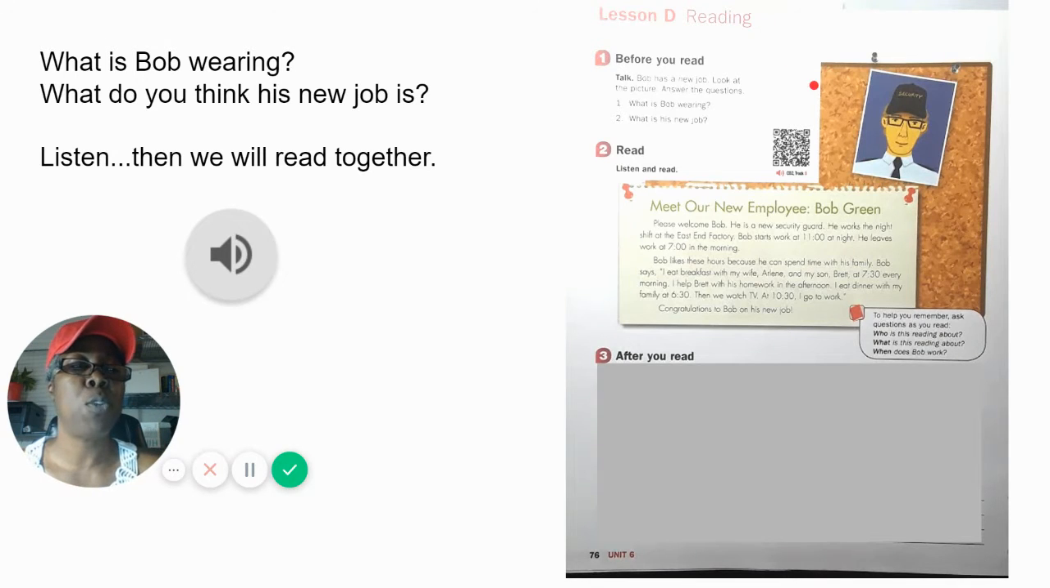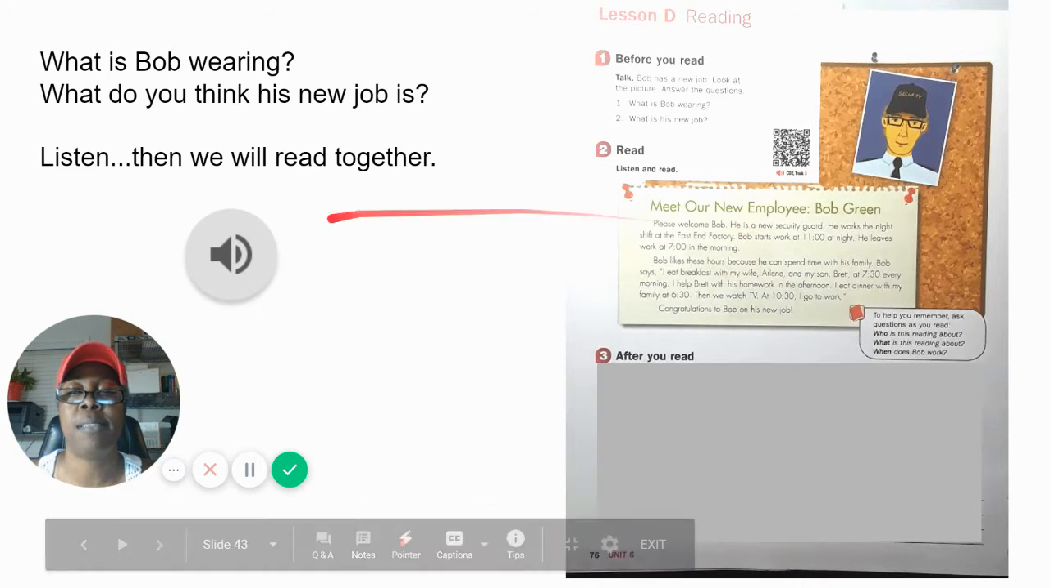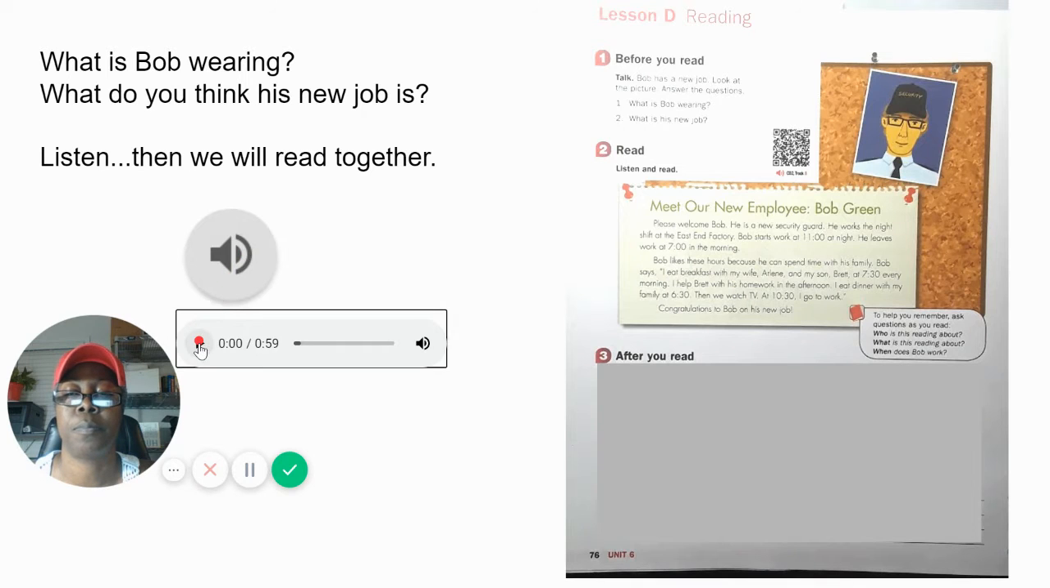Okay, so Bob's new job is probably in security, as a security officer, perhaps. Well, let's go ahead and listen to this reading about Bob. We're going to listen to it first, and then we are going to read it together. We're going to practice our pronunciation and our reading together. And then after that, we will do the exercises that are down here that you can't see right now. Okay, so first let's listen.